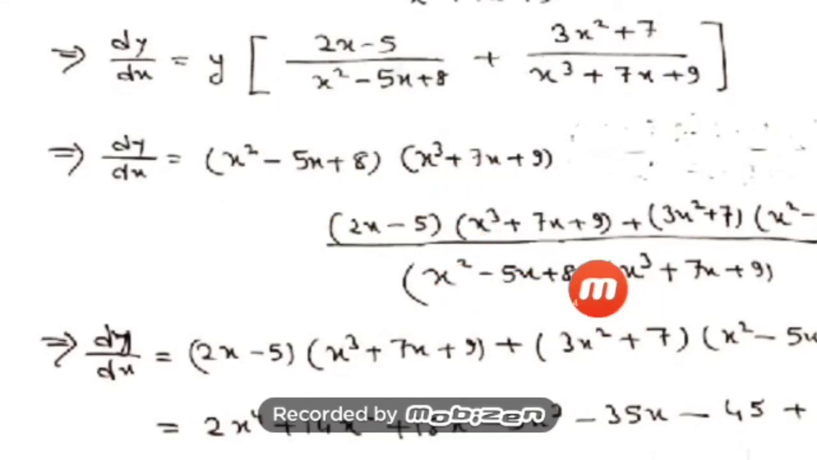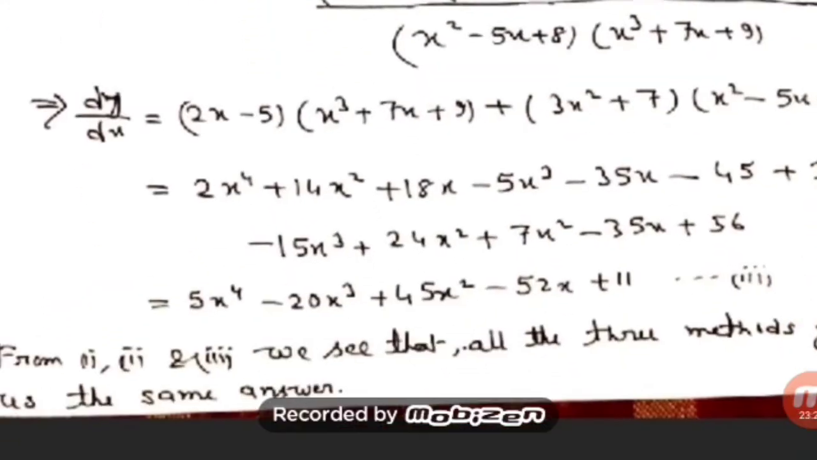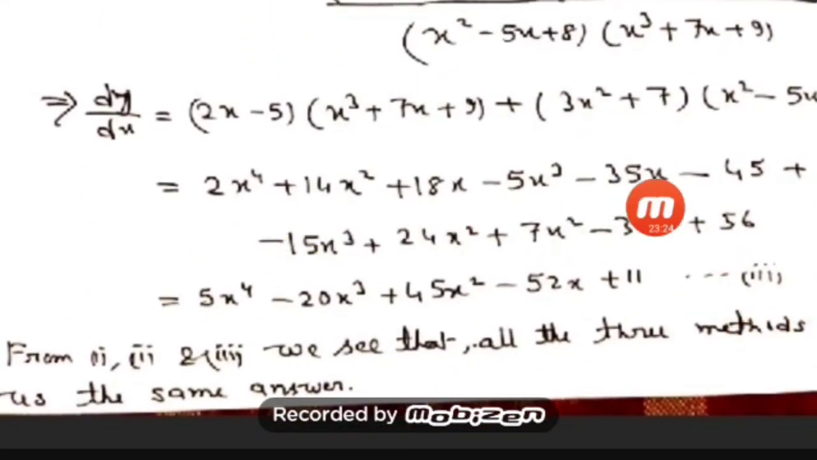cancel out. Only twice x into x cube plus 7x plus 9 plus 3x square plus 7 into this is left. Doing the product, we have done the ordinary product, and doing the product, we got this expression and simplification gives you this answer. Then here you see, compare with the previous one, we see that from 1, 2 and 3, all the methods give you the same answer. So here this question is completed.